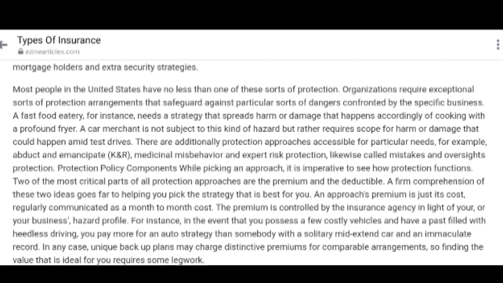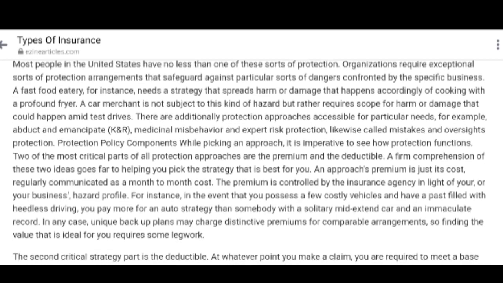Organizations require special types of insurance policies that safeguard against particular types of risks faced by specific businesses. A fast food eatery, for instance, needs a policy that covers damage or injury that occurs as a result of cooking with a deep fryer. A car dealer is not subject to this kind of hazard, but requires coverage for damage or injury that could happen during test drives.